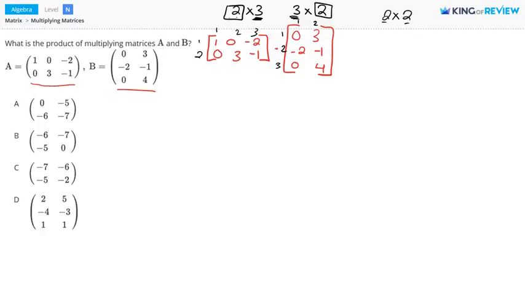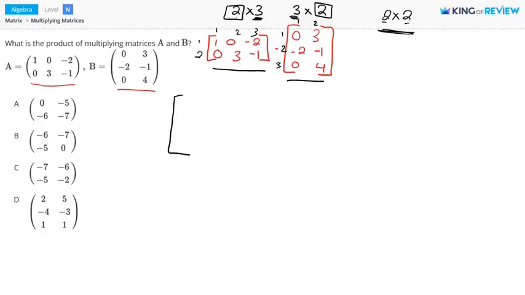When we multiply matrices together, we're going to multiply corresponding entries in the first row of the first matrix times the entries in the first column of the second matrix, and then we'll add these products together. So let's set up our multiplication here. Again, we know that the dimensions are going to be 2 by 2 for the product matrix.